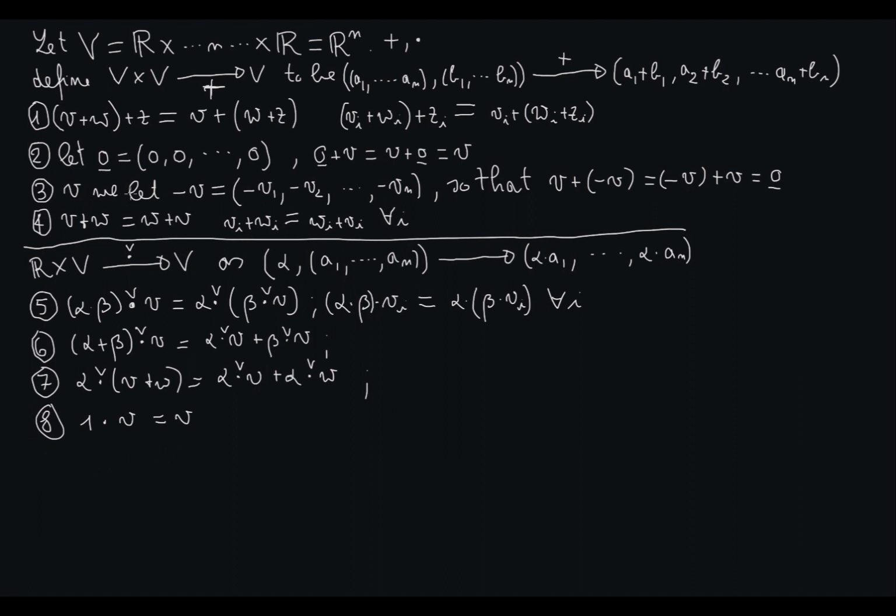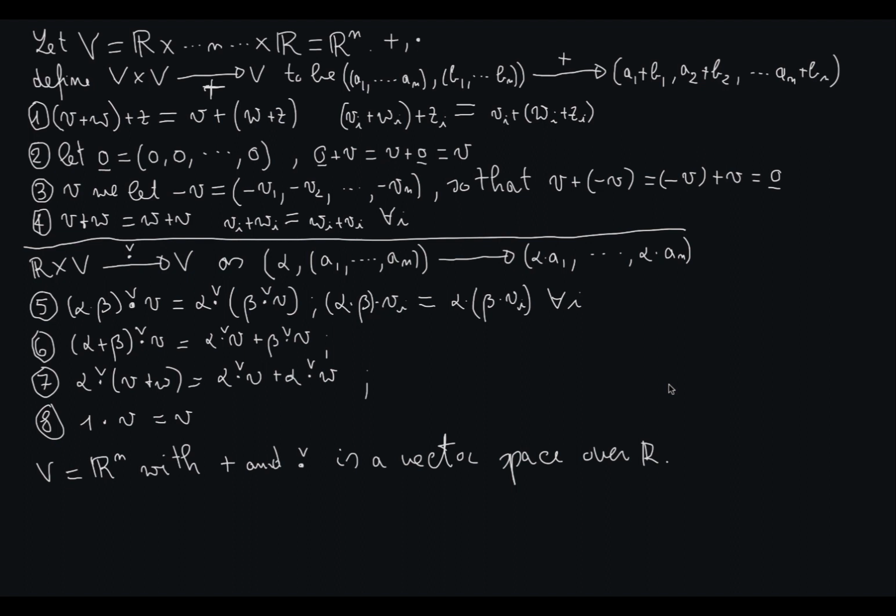And this shows that V, which is Rn in this case, with operations plus and, let's say, dot V, is a vector space over R.